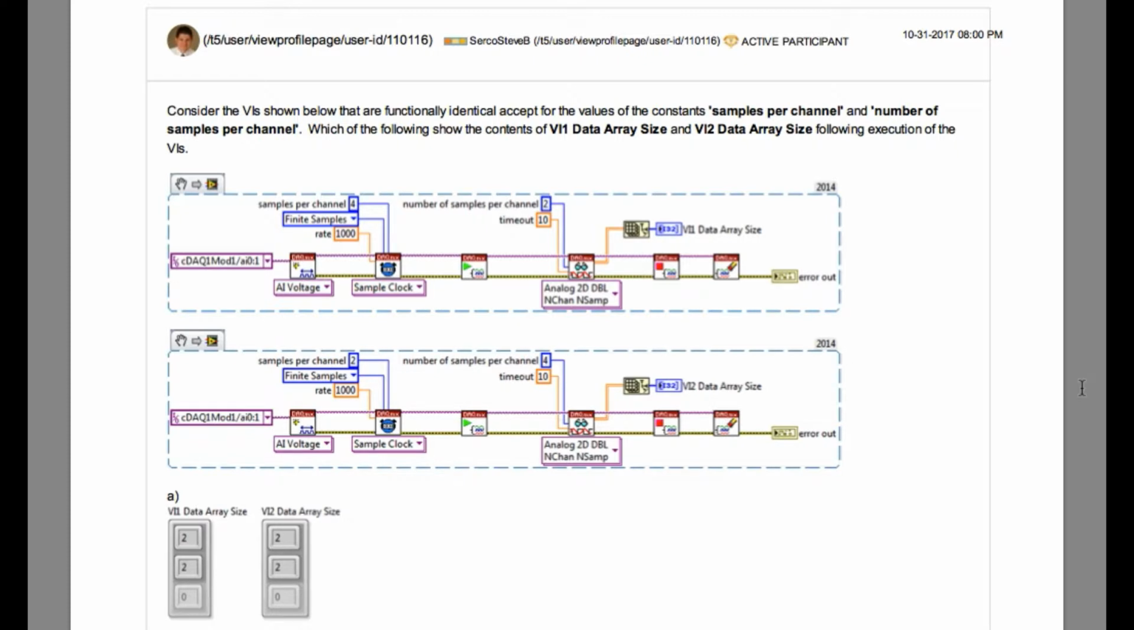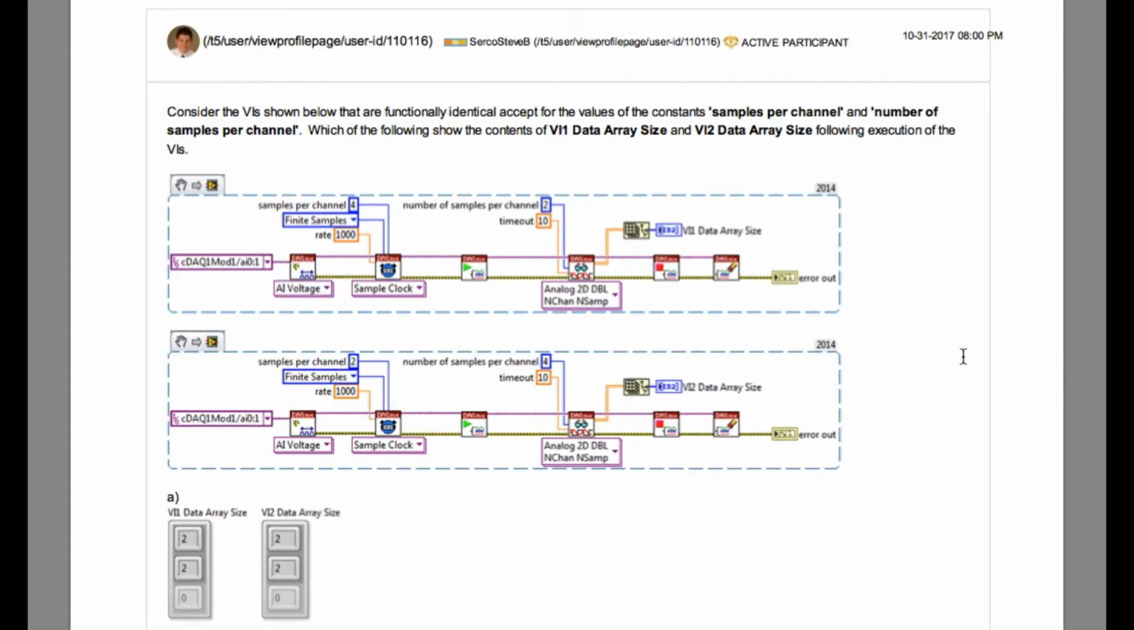Please pause, scroll, or mute if necessary to understand the problem, and then resume when ready.